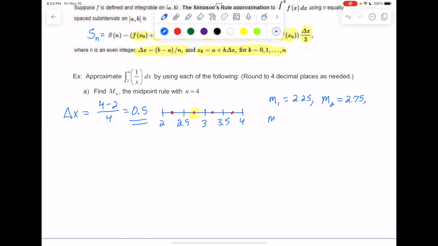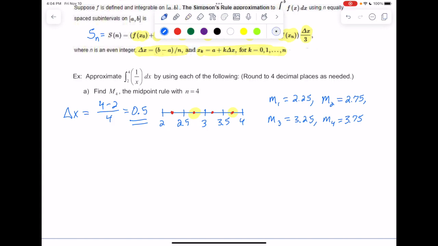Add 0.5 again, you get your third midpoint, which would be 3.25. Add 0.5, or delta x, again, and you get your fourth and final midpoint, which would be 3.75. And notice that that final midpoint is right in the middle of the fourth subinterval as we go from 2 to 4, dividing into 4 equal pieces. All right, so there they are.